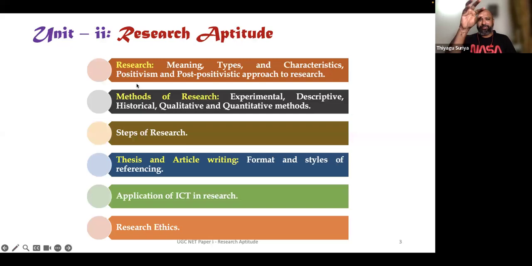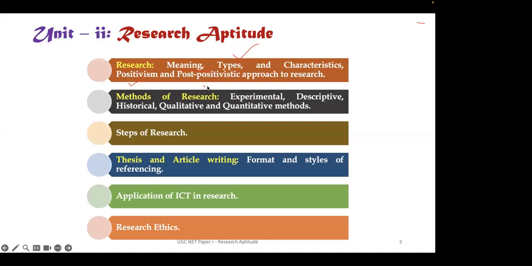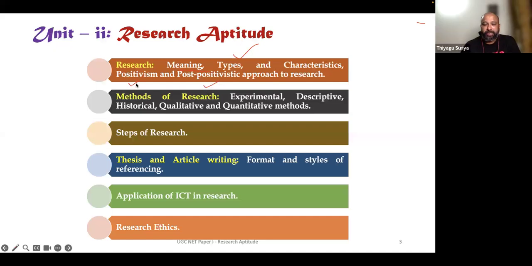Okay. Now, I'm going to highlight which topics are covered in the research aptitude. I'm just giving some glimpses. The same thing you can find in the syllabus paper. So in this case, the first topic is research, and they talk about meaning, types, and characteristics. And the main focus is on positivism and the positive approach. These are part of the first topic.